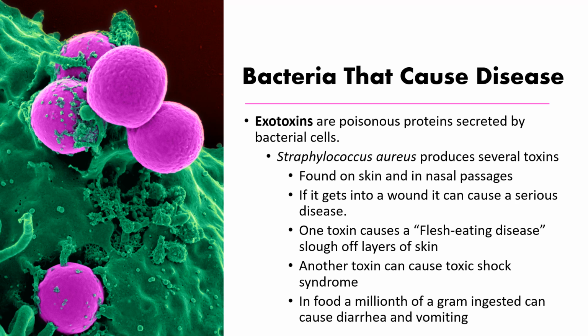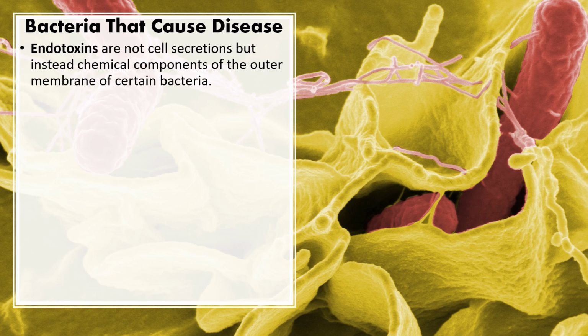And if you get a millionth of a gram in your food and you eat it, you can get diarrhea or vomiting. And so that's a very small amount. Even a small amount can cause quite a sickness. The other way the bacteria cause disease is by producing an endotoxin. And so the bacteria itself will have the endotoxin inside of them. They don't secrete them.